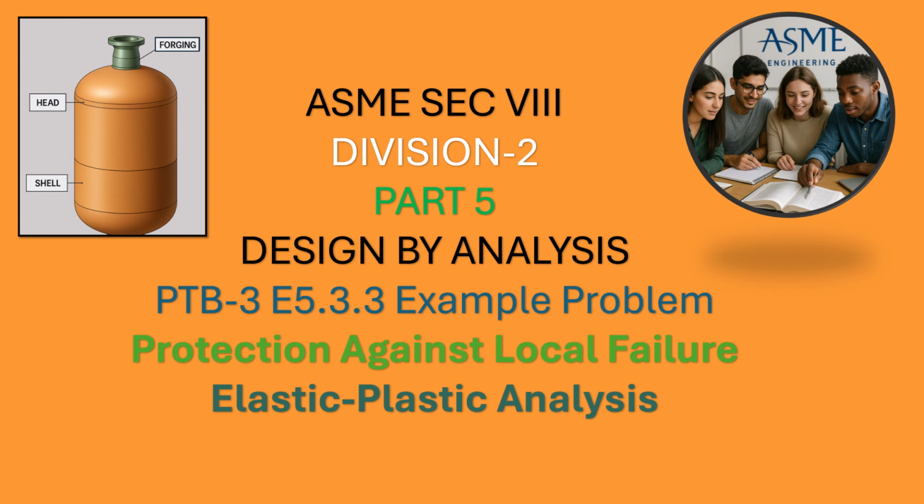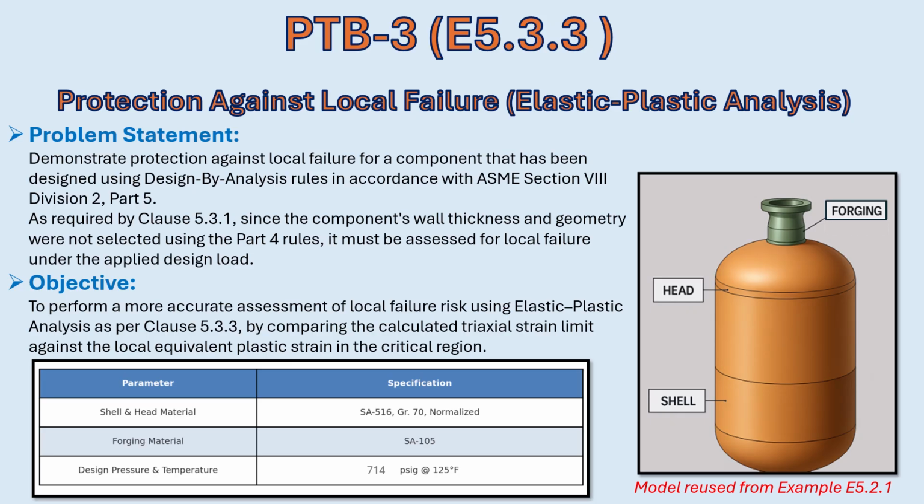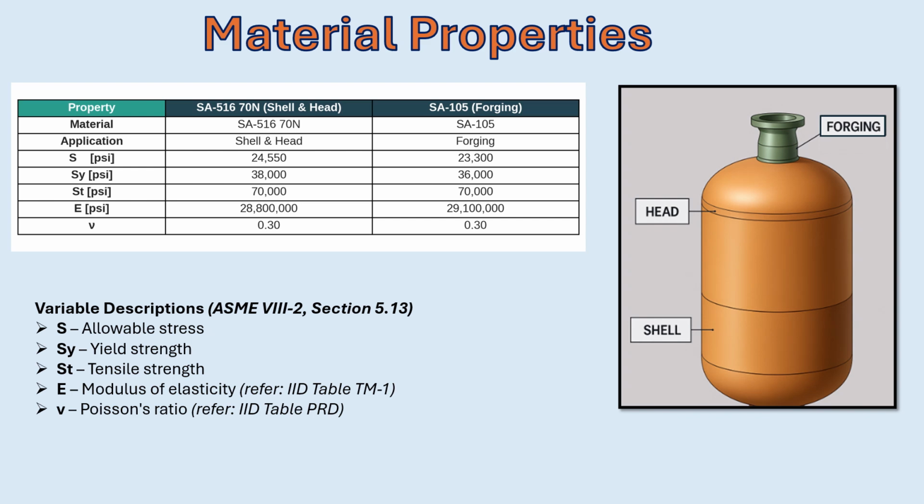Now let's move on to the elastic plastic analysis example, which is 5.3.3 elastic plastic analysis. Our second problem is PTB-3 example 5.3.3. Again, we must demonstrate protection against local failure as required by clause 5.3.1, but this time using the elastic plastic analysis method in clause 5.3.3. The objective is to compare the calculated equivalent plastic strain against the limiting triaxial strain defined in the code. The material remains the same as before.